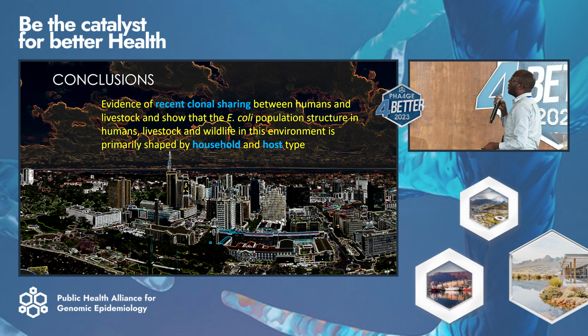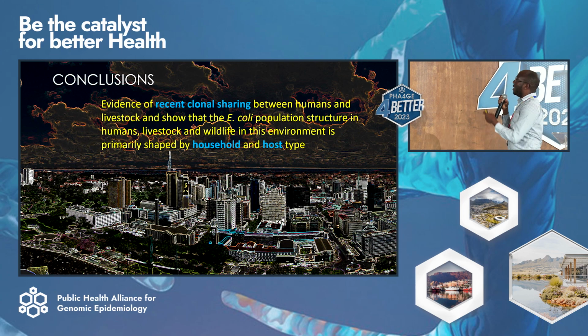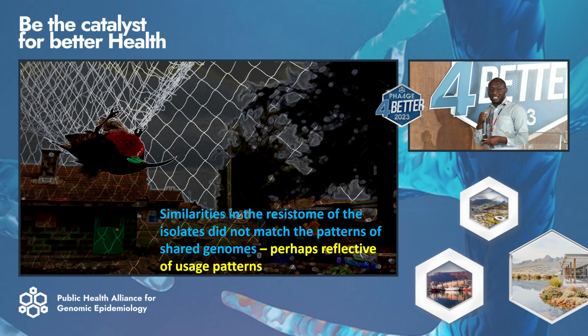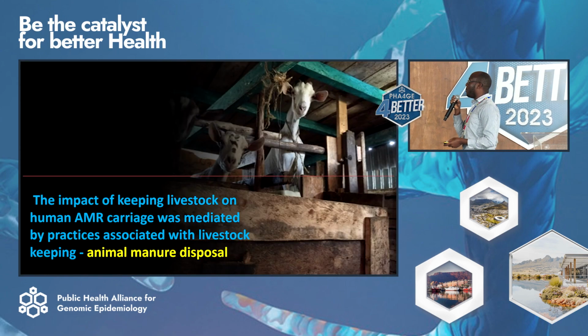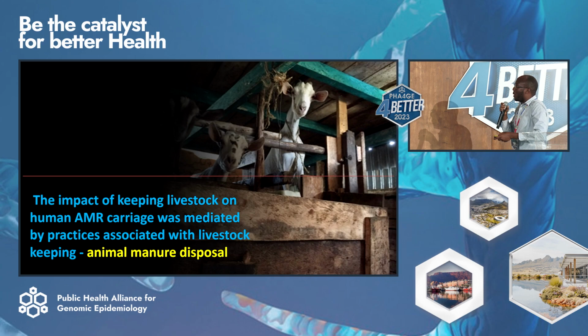So in conclusion, we found evidence of recent clonal sharing between humans and livestock, and we show that E. coli population structure in this human-animal interface is primarily shaped by household and household type. Again, typifying what diseases would do. And then secondly, similarities in the resistome of the isolates did not match the patterns of clonal sharing, but rather were more reflective of usage patterns or possibly plasmid transmission and all that.